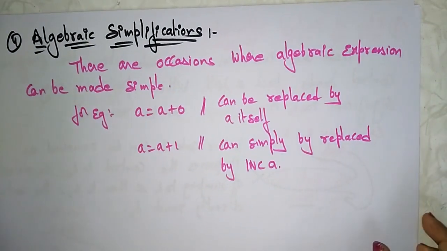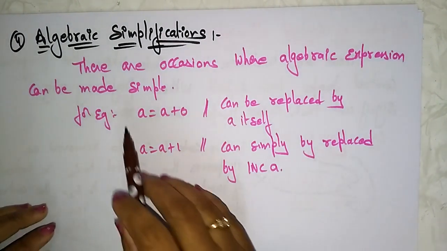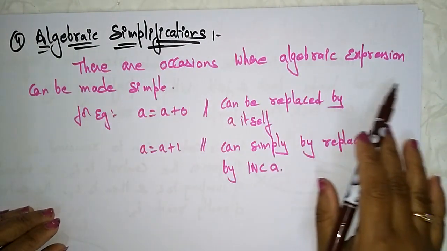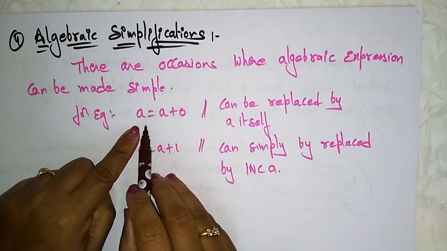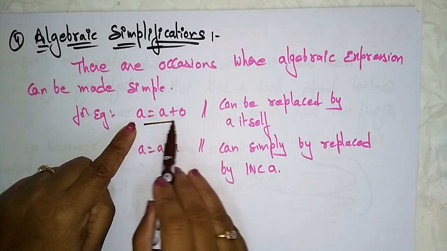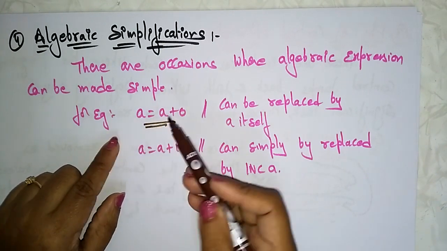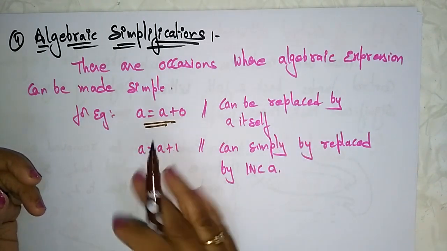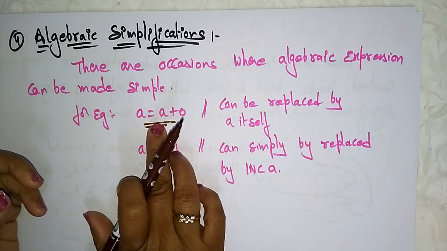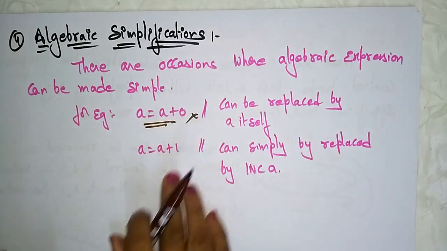And coming to the last characteristic in the peephole optimization, that is algebraic simplification. These are the occasions where algebraic expressions can be made simple. See here, a = a + 0. Is it necessary to use plus 0? Because a is equal to a. So the expression can be replaced by a itself. So then why are we writing this statement? So this can be removed.